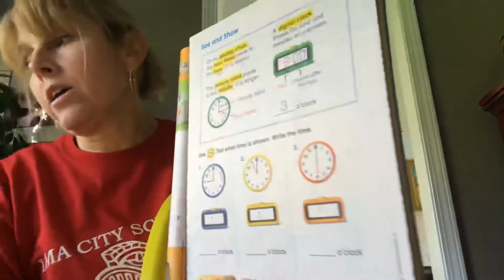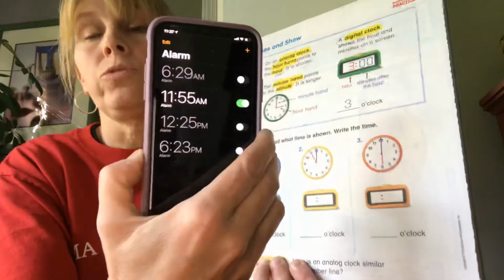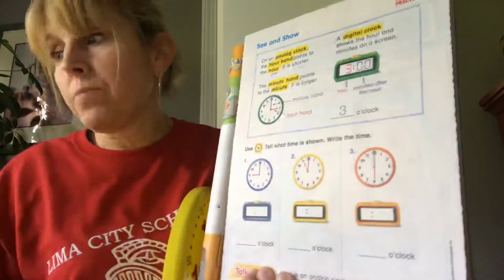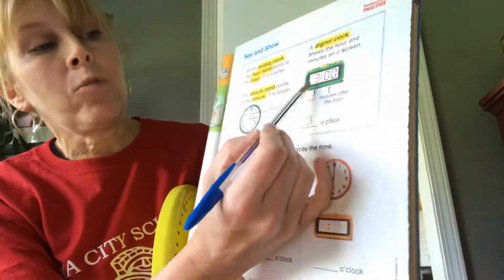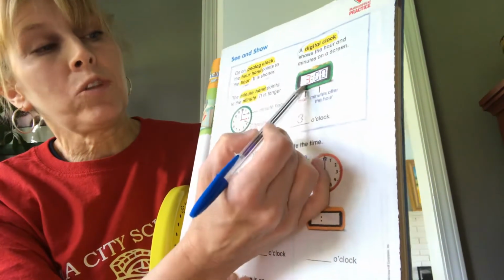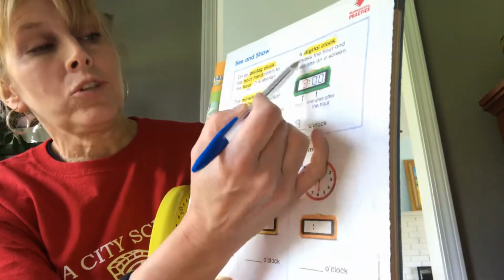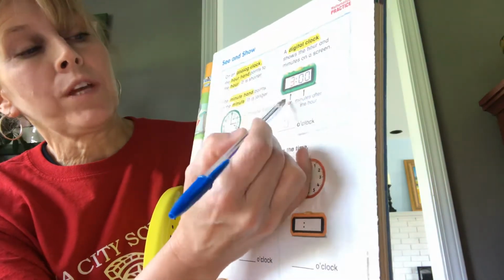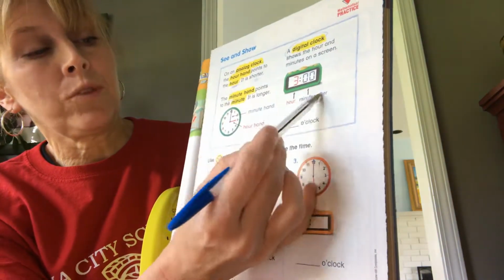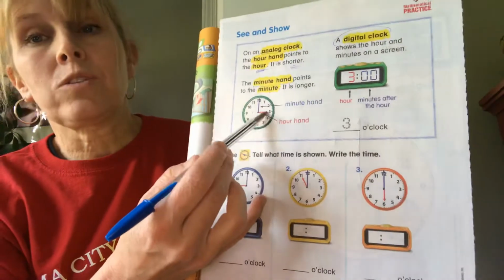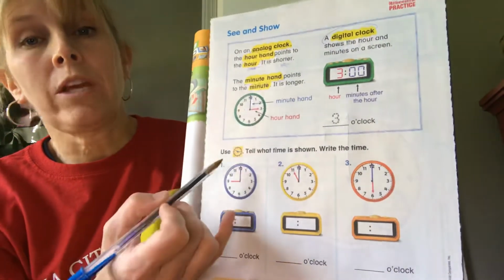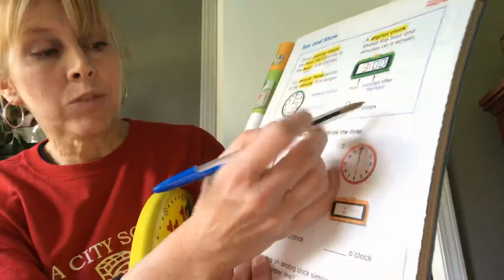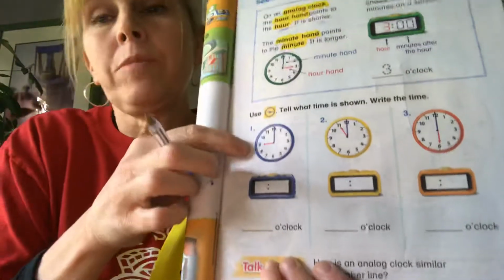A digital clock, like my cell phone, uses digits, which are numbers. So here the hour is first, 3 o'clock. A digital clock shows the hour and minutes on a screen. It uses numbers. So this is 3 o'clock. This also says 3, and straight up you say o'clock. And that's 3 o'clock. So what time is this?